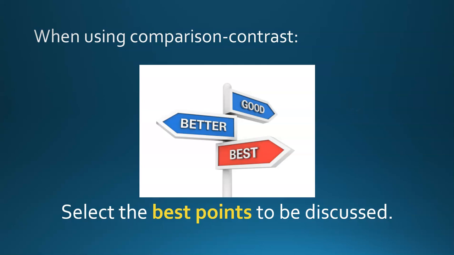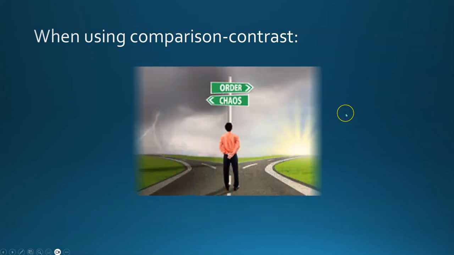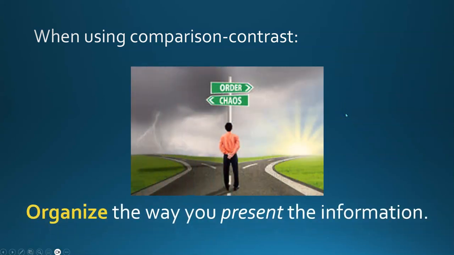Really? Is that the best point? Is that the reason why you're going to pick a car, because of the color of the knob for the audio? I mean, really? Is that the thing? And then also organize the way you present the information. And there's a great little outline showing up here.